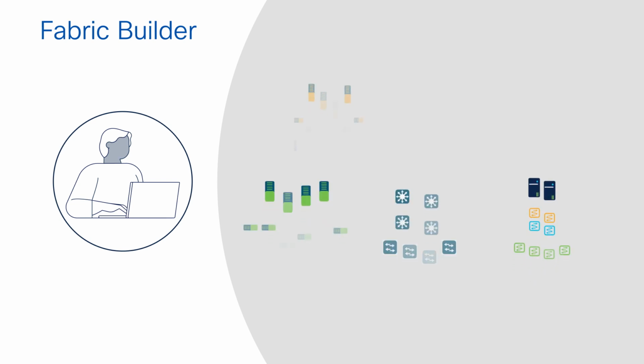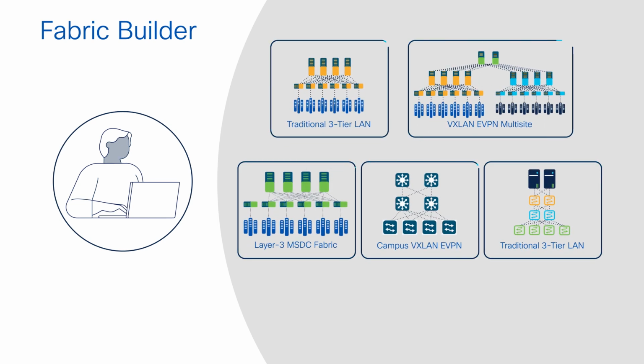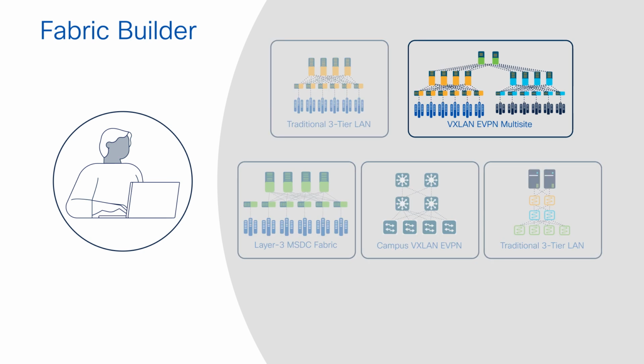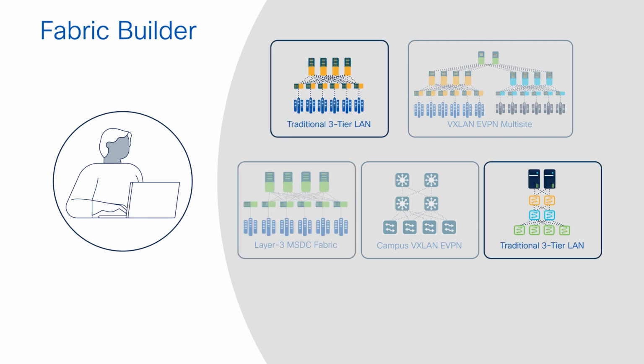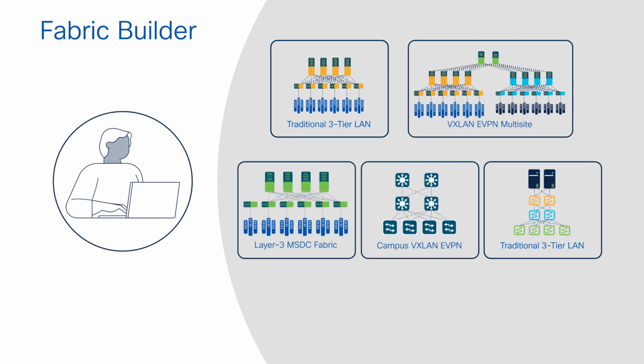Now, when you look at the Fabric Builder itself, like we saw, it definitely supports multi-architecture, which means that a user can end-to-end provision data center VXLAN EVPN network or the VXLAN EVPN multi-site, campus VXLAN EVPN multi-site, as well as MSDC fabric or a traditional 3-tier LAN architecture. All of this is done by using out-of-box best practice templates, and that's what we're going to look at today.